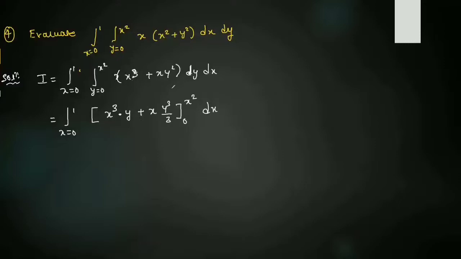All of you try to understand. X cube is a constant when you are doing with respect to y, so multiply y plus x, keep it as it is, y square will be y cube by 3. Now in place of y we have to substitute x square. Now all of you check what you will get. All of you please solve this. I'll give you 3 minutes time. All of you solve this and tell me the answer.